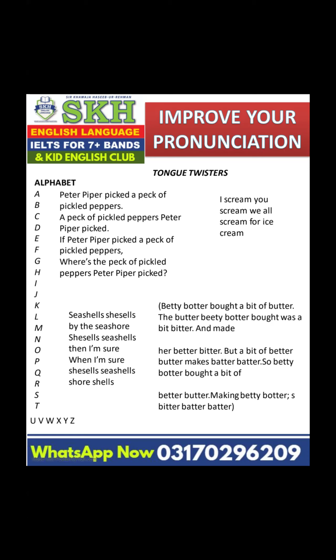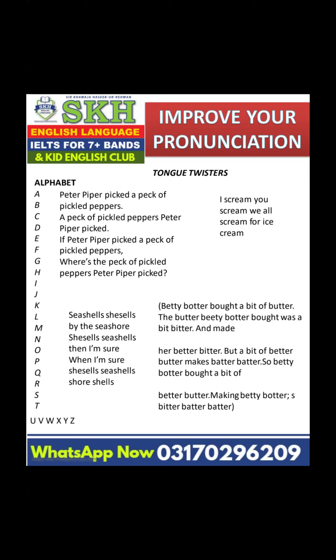Peter Piper picked a peck of pickled peppers. A peck of pickled peppers, Peter Piper picked. If Peter Piper picked a peck of pickled peppers, where's the peck of pickled peppers Peter Piper picked? Ice cream, you scream, we all scream for ice cream. Seashells by the seashore. She sells seashells, then I'm sure. When I'm sure, she sells seashells, short shells. Betty Butter bought a bit of butter. The butter Betty Butter bought was a bit bitter and made her batter bitter. But a bit of better butter makes better batter.